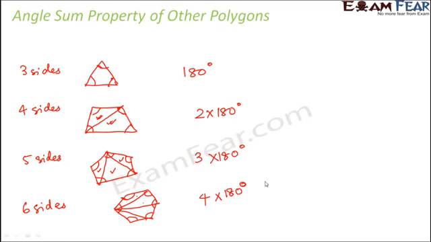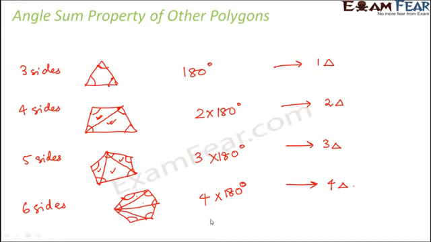So what do we observe from this trend? A polygon with 3 sides has one triangle, and therefore its angle sum is 180 degrees. A polygon with 4 sides has how many triangles? It has 2 triangles. A polygon with 5 sides has 3 triangles. A polygon with 6 sides has 4 triangles, and this would continue. A polygon with 7 sides would have 5 triangles. A polygon with 8 sides would have 6 triangles, and so on.